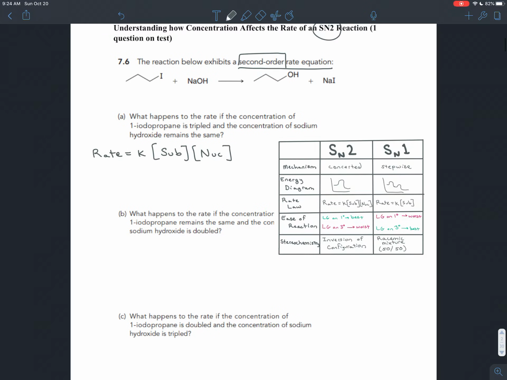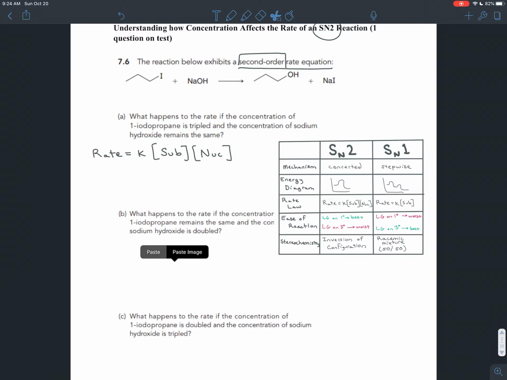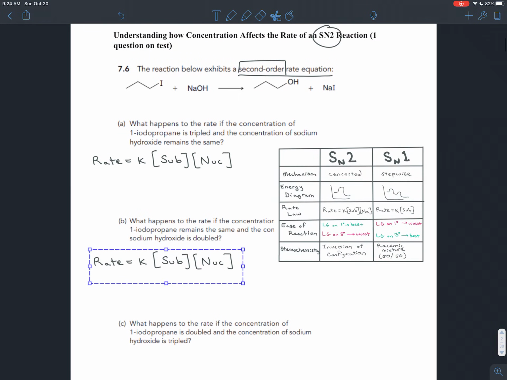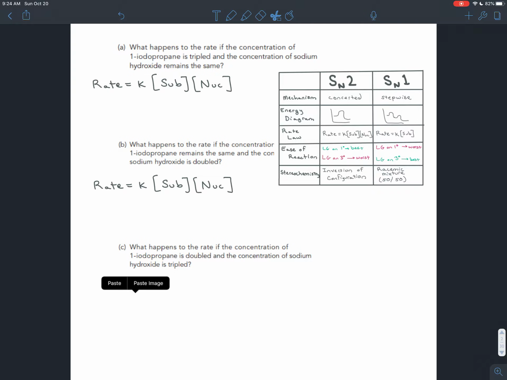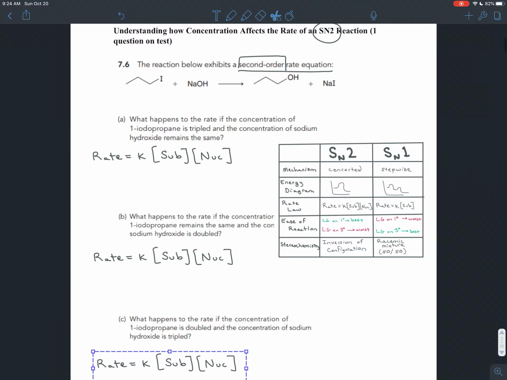And if that doesn't mean anything to you, I encourage you to go back to the video for understanding substitution reactions where we derived this whole table. So that's the rate law. We knew to use this rate law because it said that it was a second order reaction. So in each of these different cases, we're going to use this rate law.